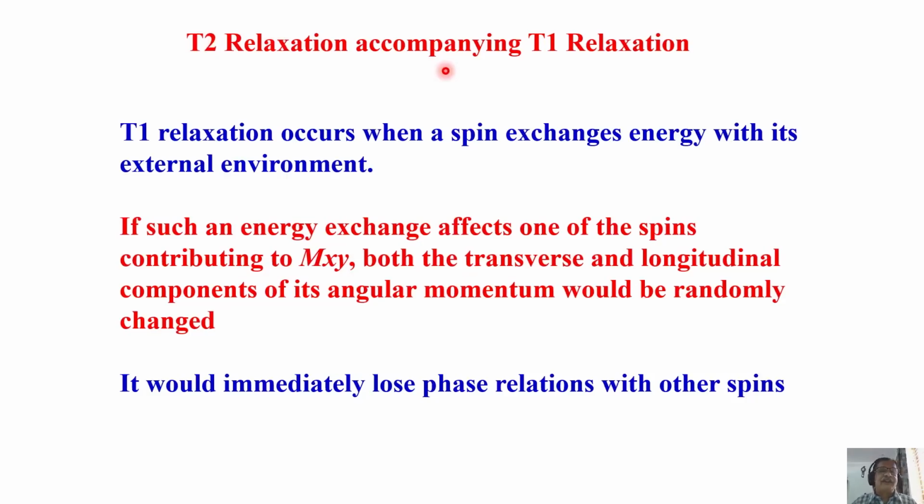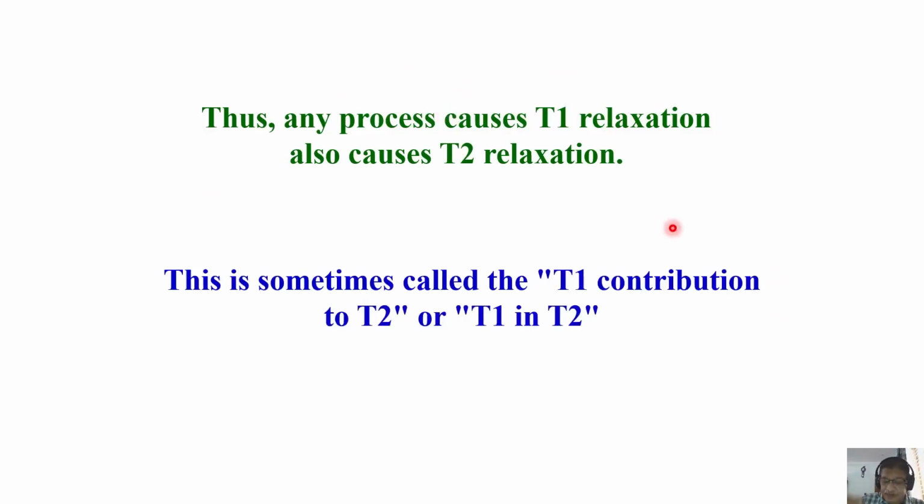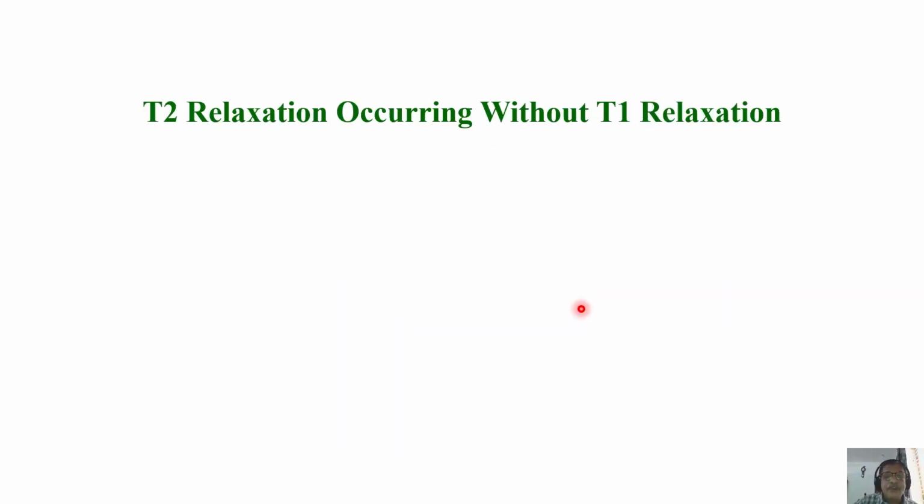So that means T2 relaxation always accompanies T1 relaxation. Is it true all the time? Is the next question. Of course, most of the time, any process that causes T1 relaxation also causes T2. But, and I will tell you later, there can be T2 relaxation without T1. This is sometimes called T1 contribution to T2, or in other words, a technical term called T1 in T2. Okay? This is a T1 contribution to T2 because any process that causes T1 relaxation also causes T2 relaxation.